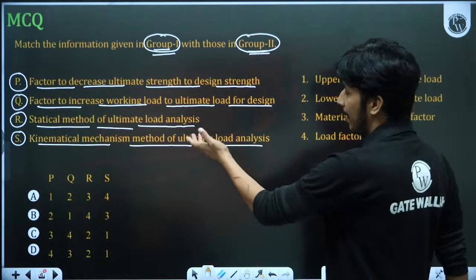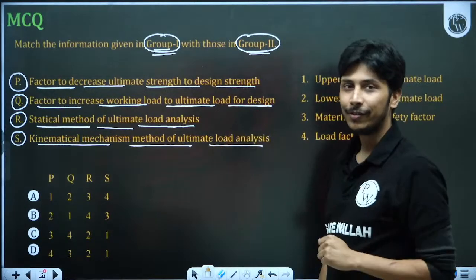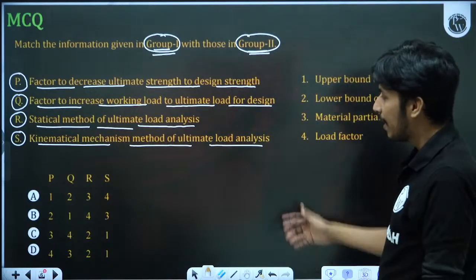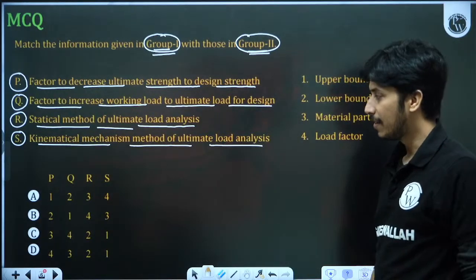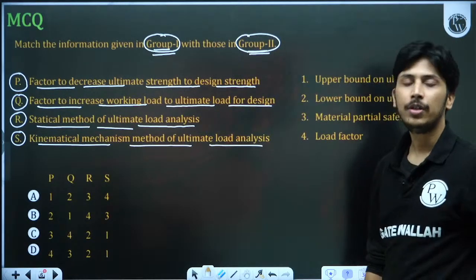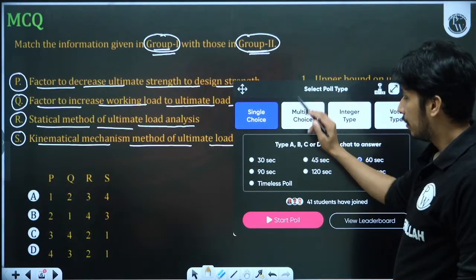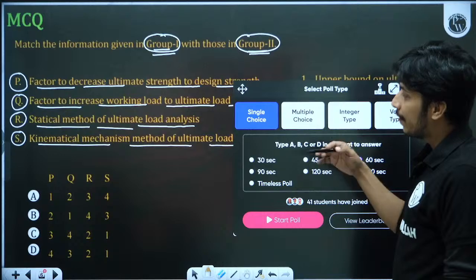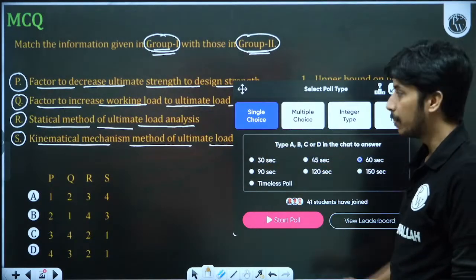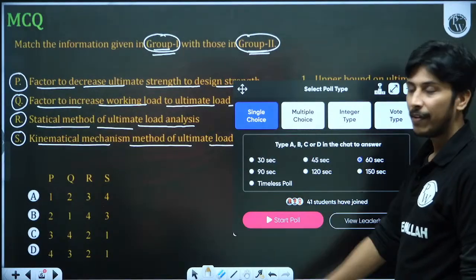But sir, after reading this statement, even I am not able to understand what it is asking. So how can I give the answer? You can give the answer if you have mugged up the answer, if you have mugged up A, B, C, D, whatever it is. But I don't want you to mug up things. I want you to be able to give the answer. What is the factor to decrease ultimate strength? You should tell me what the static method is and what the kinematic method is. If you're only giving the options, that will not be useful for you.